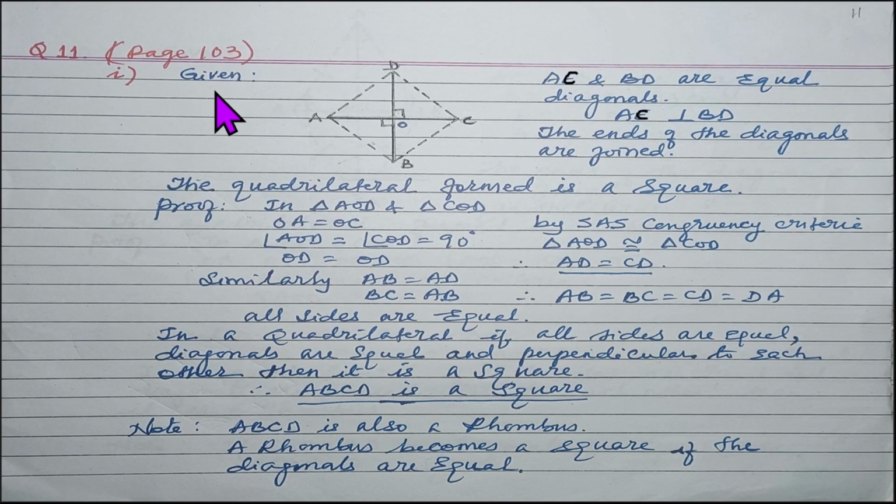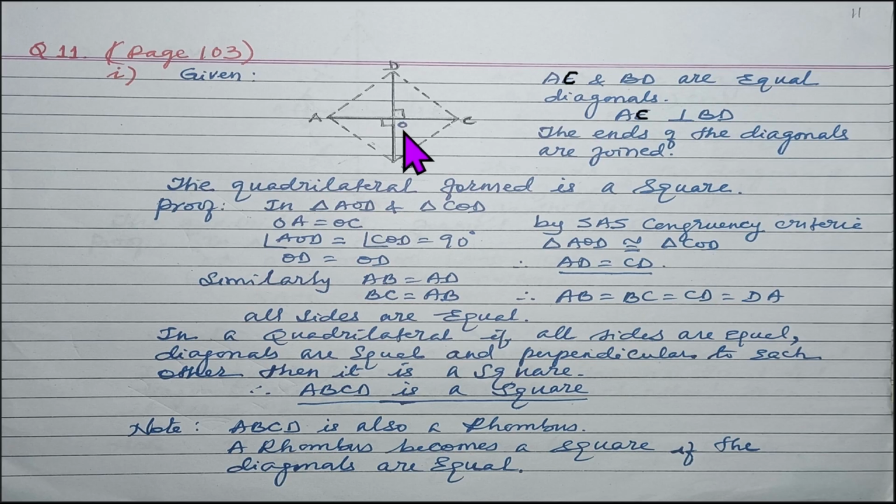Now on page number 103 we have an example here. We are given AC and BD are equal diagonals. Please understand, AC and BD are also perpendicular to each other. Then the ends of the diagonals are joined. We are joining AB, BC, CD and DA. Now the quadrilateral which is formed here, we have to prove that it is a square.